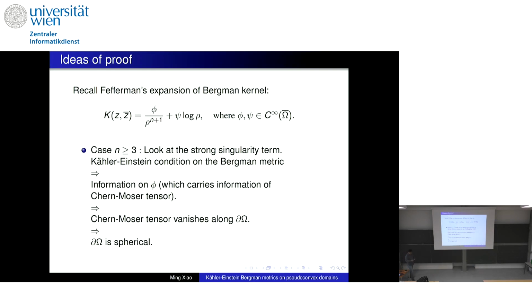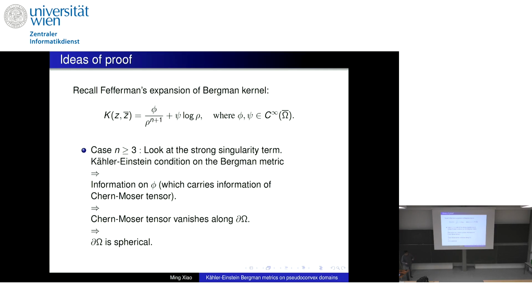In higher dimensions, instead of looking at the psi term, the more doable approach is to look at the other singularity, the rational type singularity, or the strong singularity term, that is to look at phi. From the Kähler-Einstein assumption on the Bergman metric, we can get some information on phi. What is nice about phi is that it carries the information of the Chern-Moser CR curvature tensor. From that information, one can show the Chern-Moser tensor vanishes along the boundary. That means every boundary point is CR umbilical, so the boundary is spherical.